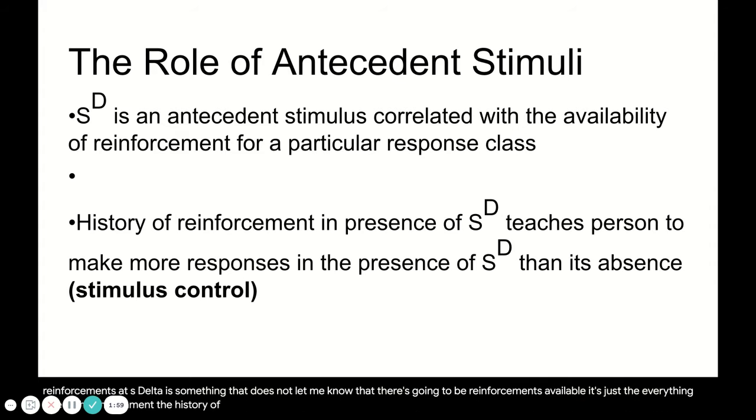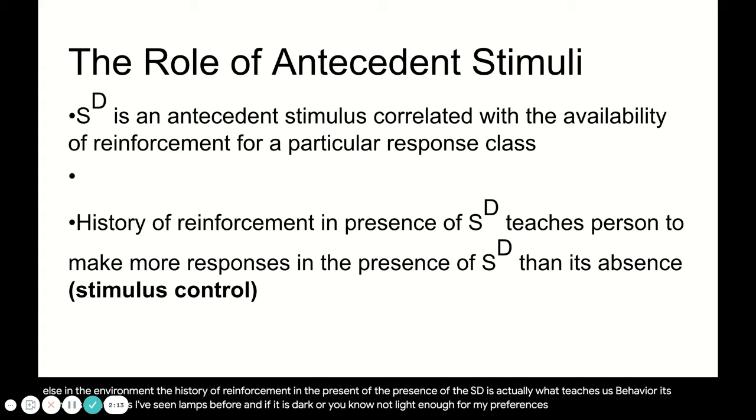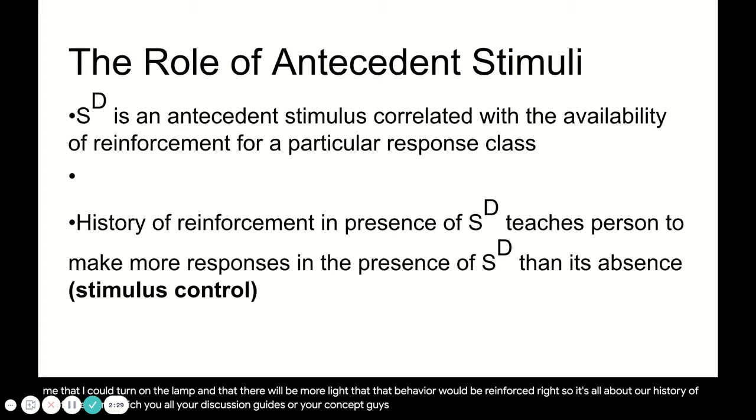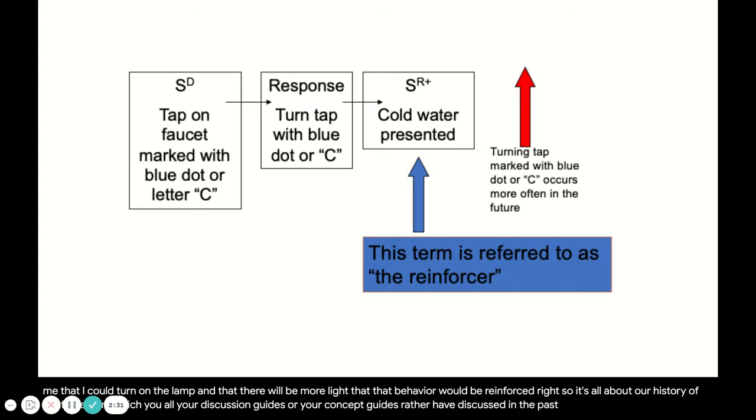The history of reinforcement in the presence of the SD is actually what teaches us behavior. It's stimulus control. I've seen lamps before, and if it is dark or not light enough for my preferences, then seeing the lamp signals to me that I could turn on the lamp and that there would be more light, that behavior would be reinforced, right? So it's all about our history of reinforcement, which your concept guides rather have discussed in the past.